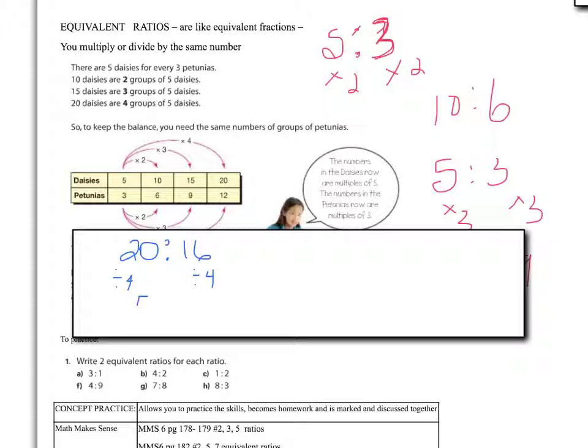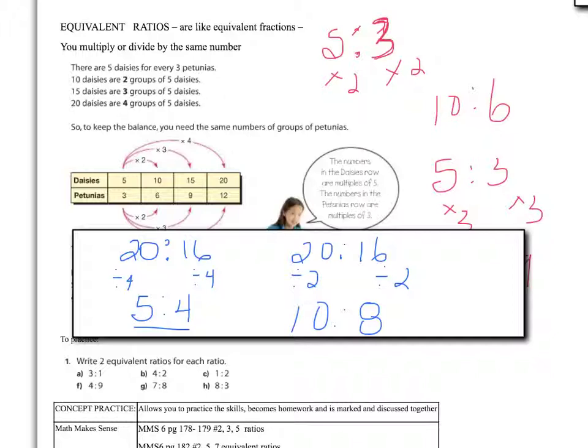20 divided by 4 is 5. 16 divided by 4 is 4. So 5 to 4 would be an equivalent ratio. I could go a different way if I wanted. I could divide by 2 instead for both of those. 20 divided by 2 is 10. 16 divided by 2 is 8. That would also be an equivalent ratio.